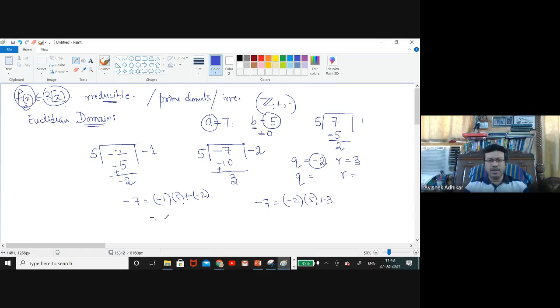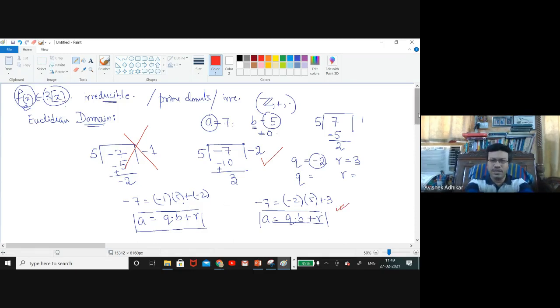Both expressions are like this: a equals q into b plus remainder. Both expressions look almost the same, but why do I say that one is wrong and the other is correct? Both of them can be written in exactly the same way, a equal to qb plus r. But I say that this expression is wrong, but this expression is correct. So what is the basic justification for that?